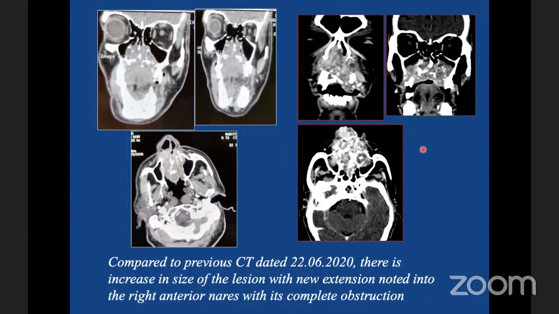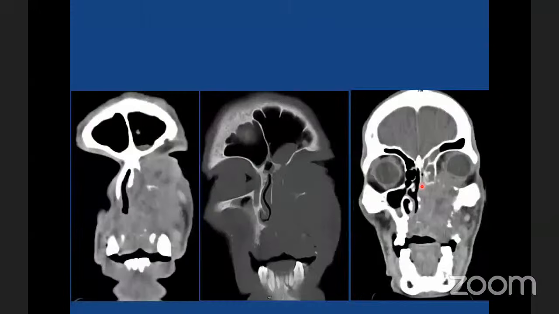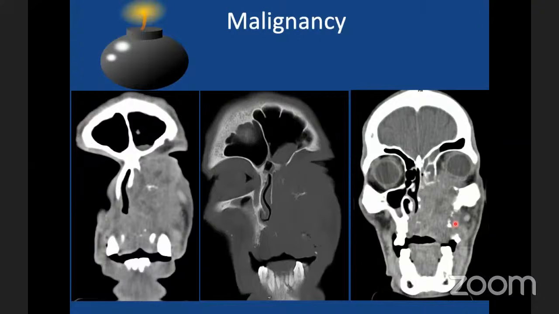So always, in cases of tumors, try to understand and ask the patient if there is a previous CT. In this patient, there is a definite increase in the size of the lesion and increased extension. Coming to another pathology, there is a soft tissue density lesion with erosions of the walls of the maxillary sinus. You can't really see the medial wall, inferior wall, the hard palate. It looked like the previous case. This is nothing but malignancy.